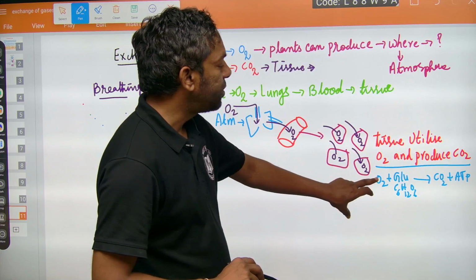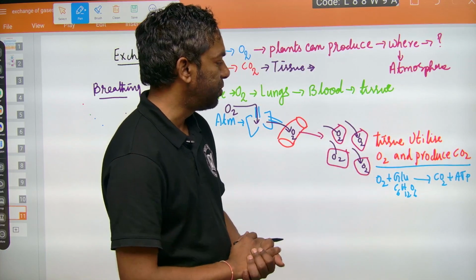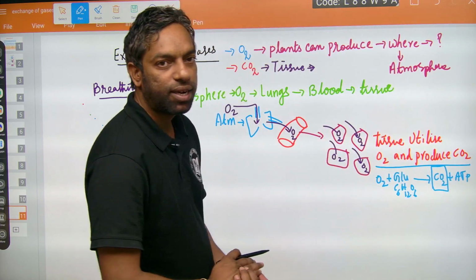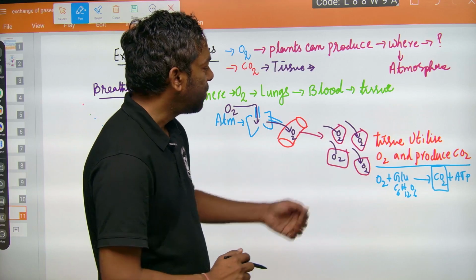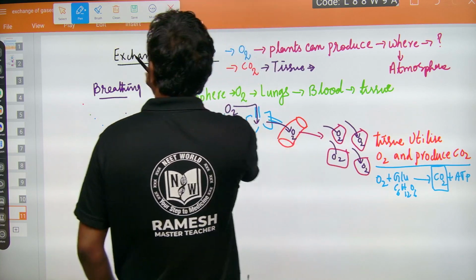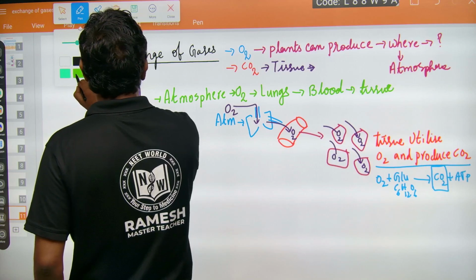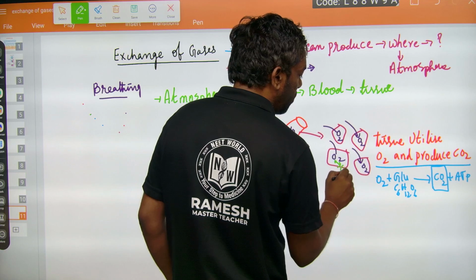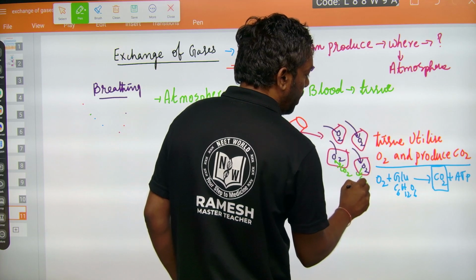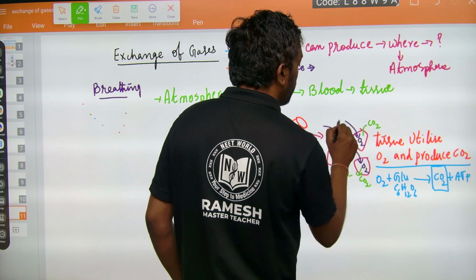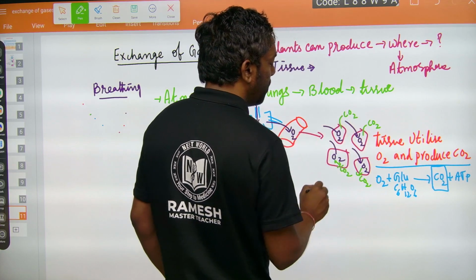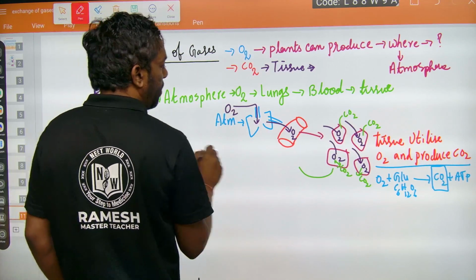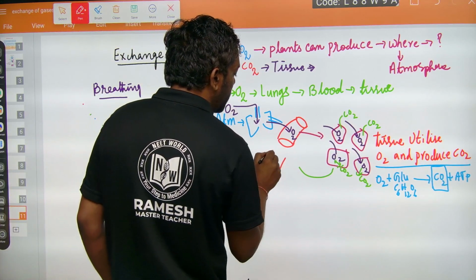So in the tissue carbon dioxide is produced. This is the carbon dioxide production from oxygen and glucose. So the tissue utilizes oxygen and produces CO2. Every tissue produces CO2. This CO2 enters the blood vessel, into the blood.